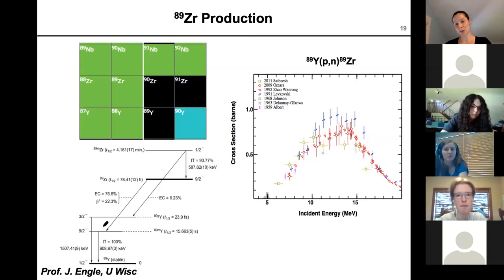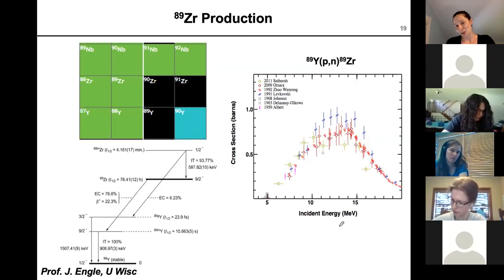Other advantages of zirconium 89 among different biomedical applications are the ease of radiochemical labeling and the targetry. So here, again, you can see part of the nuclide chart. You can see that there is only one yttrium isotope that is present. So you can actually use a natural yttrium target to carry out the PN reaction to make zirconium 89, which really cuts down a lot on the cost, which is really advantageous. What you also see here on the right is the cross-section of this nuclear reaction, just basically to show you that it's fairly low energy.